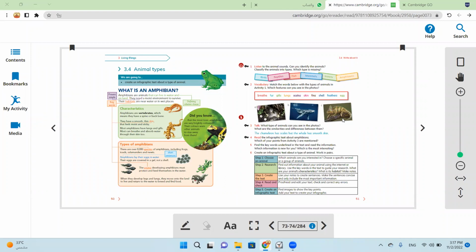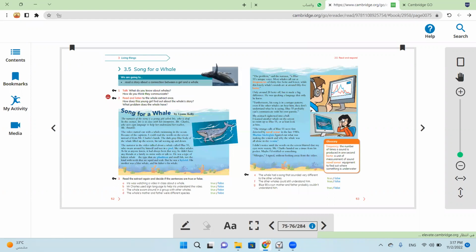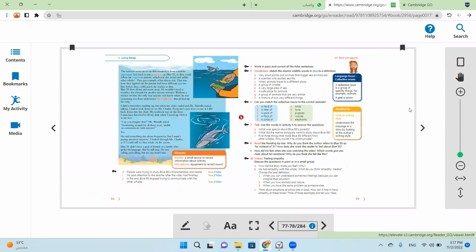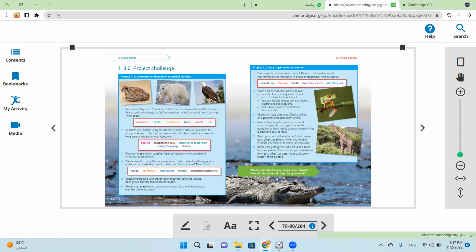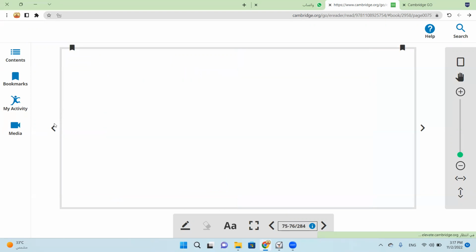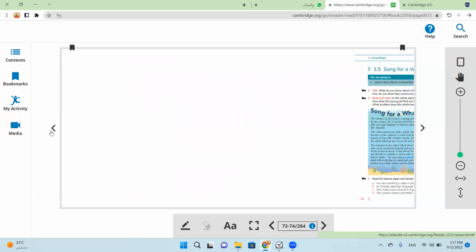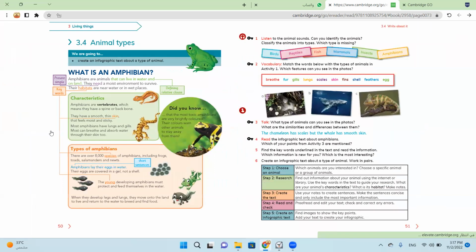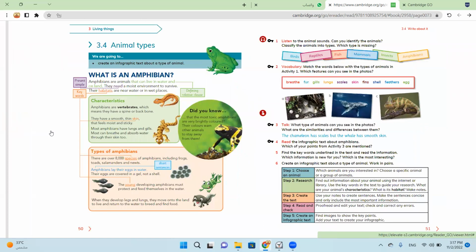So today we will have our last lesson in this unit, Unit 3. After that, we have a short story between a girl and a whale. After that, we have the project challenge that we have to do for this unit. Finally, check your progress page. And the first thing we will do is take lesson 3.4. So let's start this lesson. It's an easy and simple lesson, entertaining actually.